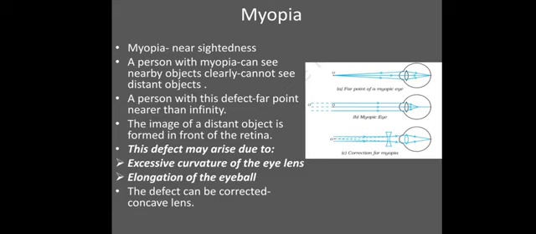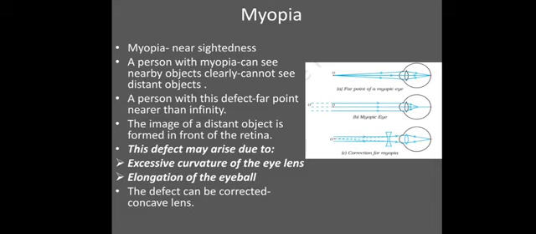Now this defect may arise because of two specific reasons. The first one is excessive curvature of the eye lens, and the second reason is elongation of the eyeball. So these are the two reasons, and this defect can be corrected by using a concave lens of suitable power.